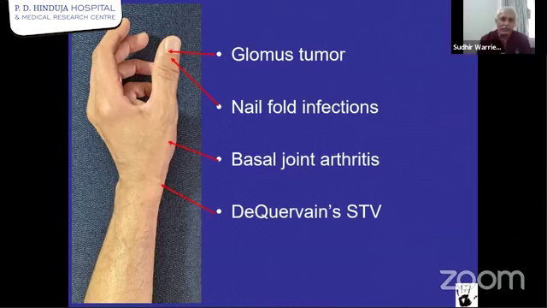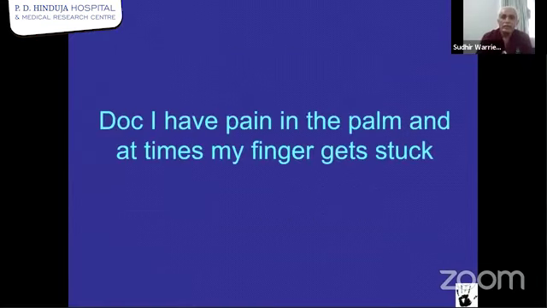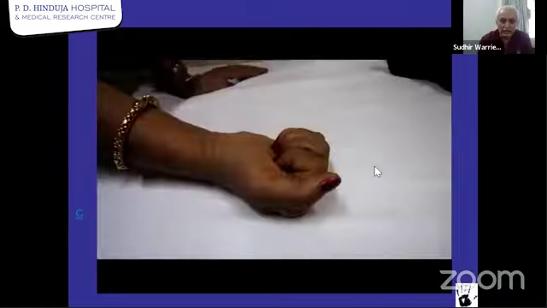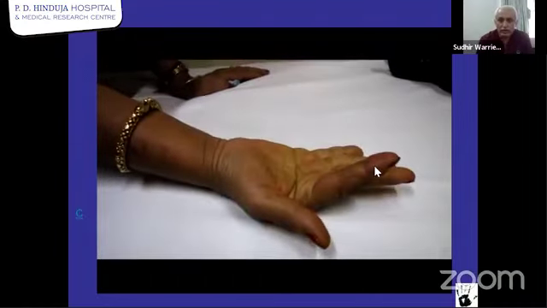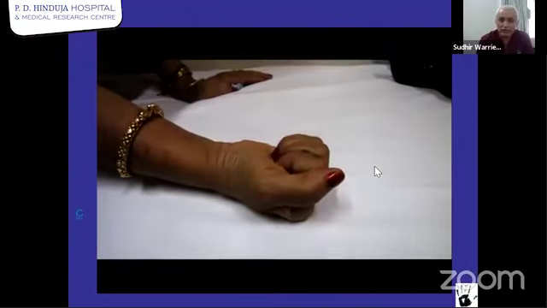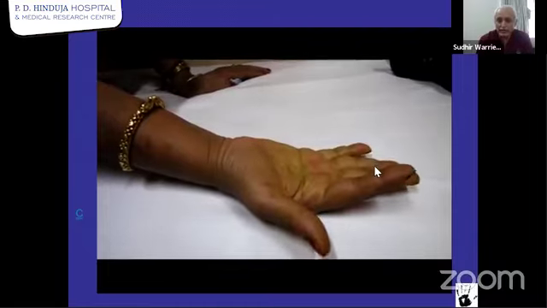And I see this very commonly, that a lot of us tend to think about any complaint related to the hand as being a carpal tunnel syndrome. So here's this patient who came into the clinic and said, doc, I have pain in my palm and at times my finger gets stuck. And this is the video that shows the finger getting stuck, but she's voluntarily able to try and straighten this out. So I'm going to ask Nikita what she would do in such a case.